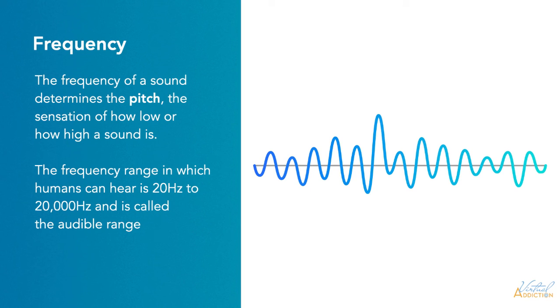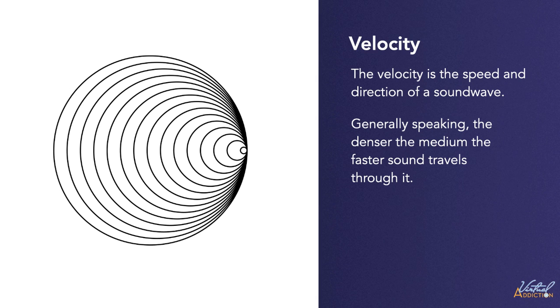The frequency range in which humans can hear is 20 Hz to 20,000 Hz, and this is called the audible range, or audible spectrum. Velocity is the speed and direction of a sound wave. Sound waves travel at different speeds through different mediums.